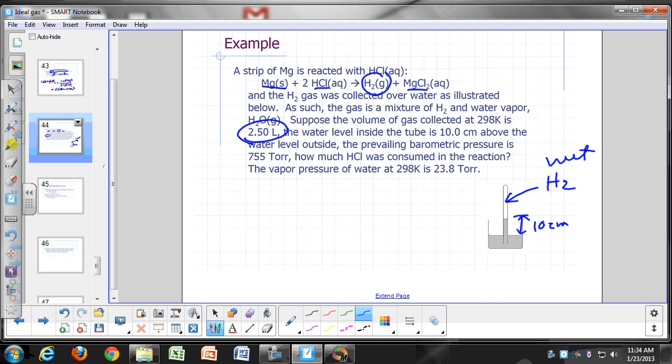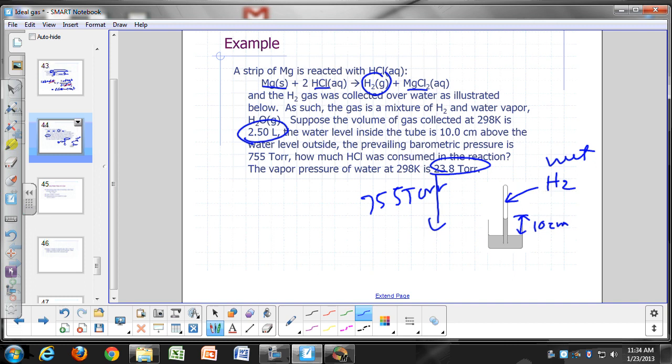Okay, and the prevailing barometric pressure is 755 torr. And it's at 298 K, and the vapor pressure of water is 23.8 torr. Question is, how much HCl was consumed? Well, you have enough information here to figure out how much H2 was produced. Once you figure out how much H2 was produced, you can figure out how much HCl was consumed.